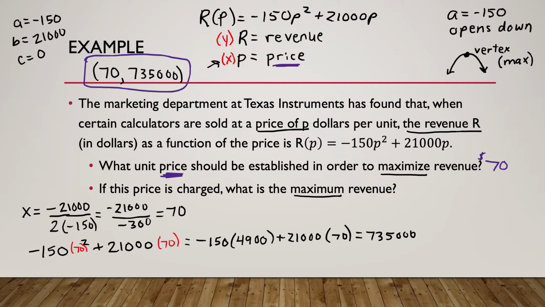The second question says, if this price is charged, what is the maximum revenue? Remember that the revenue is the r, which is also the y. So the y value in my vertex is the other value, 735,000.